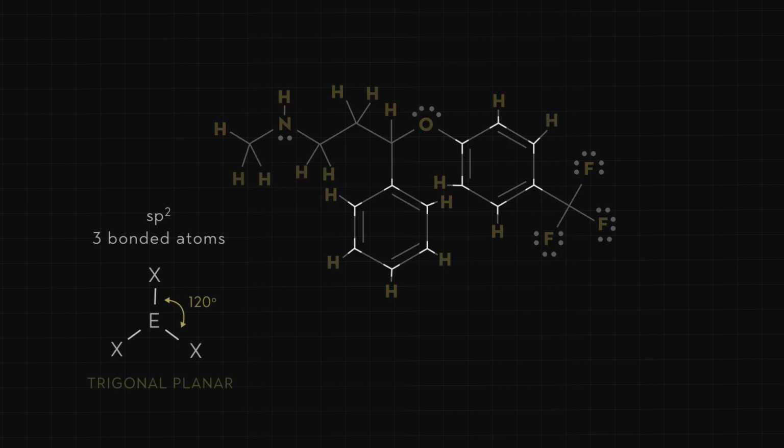These atoms each have 3 electron domains around them, so their hybridization is sp2. And since there are 3 bonded atoms, the geometry is trigonal planar, with an ideal bond angle of 120 degrees.